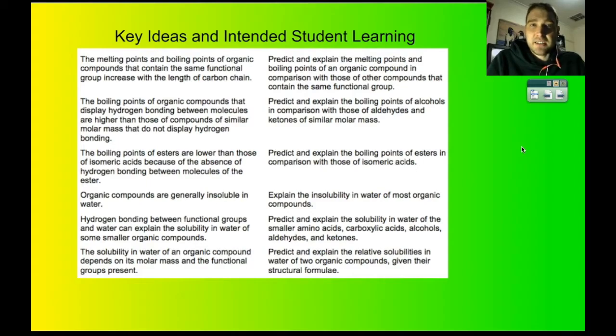So the key ideas in intended student learning is we're going to look at how the length of the carbon chain affects melting and boiling point. We're going to look at how alcohols of a similar molar mass to an aldehyde or a ketone compare in terms of boiling point. We're going to compare the boiling points of esters to their isomeric acids. Then we're going to be looking at solubility of organic compounds and what affects the solubility.